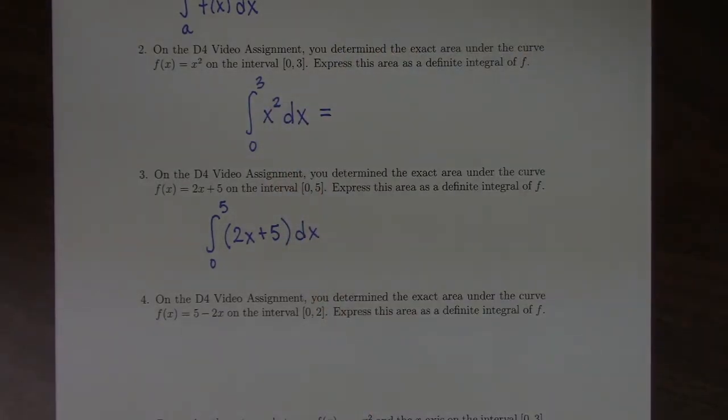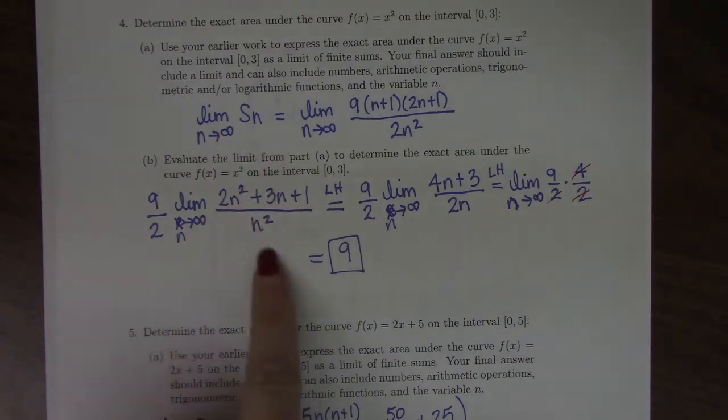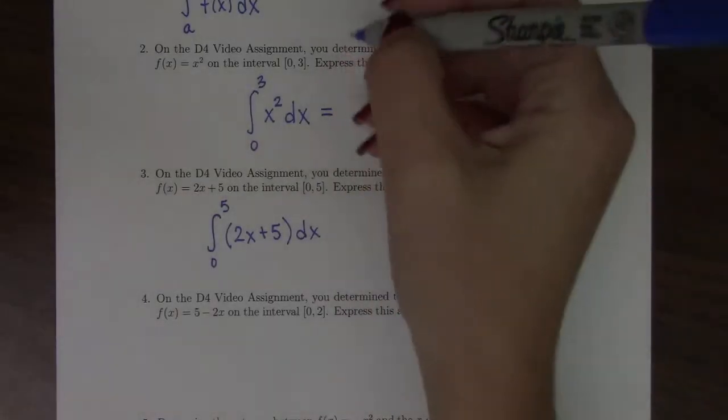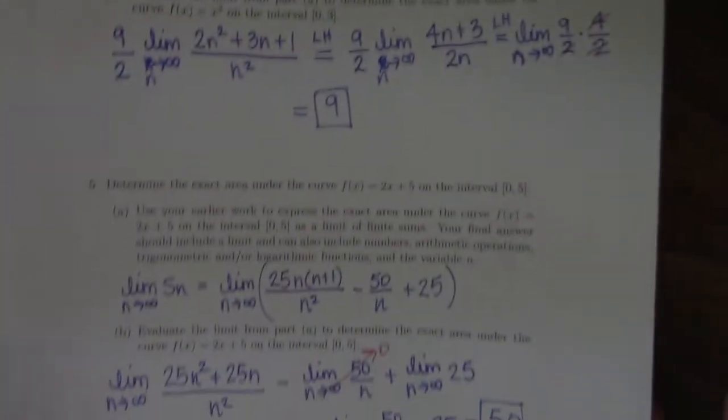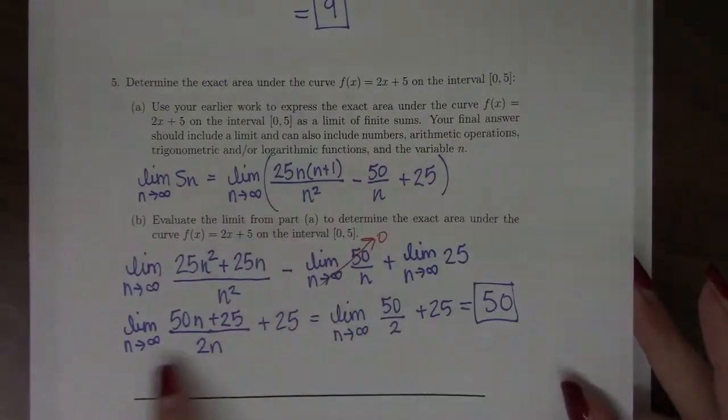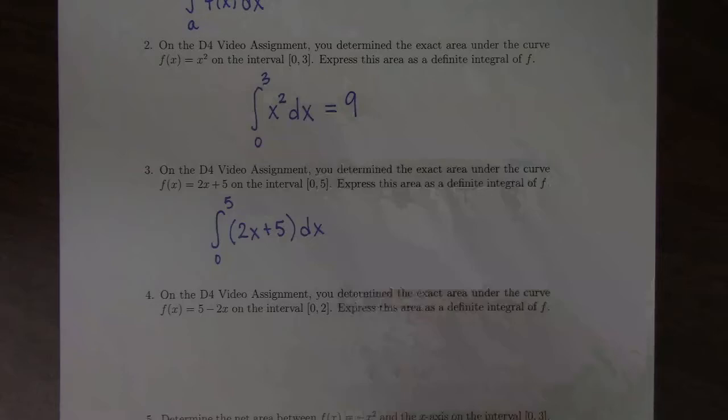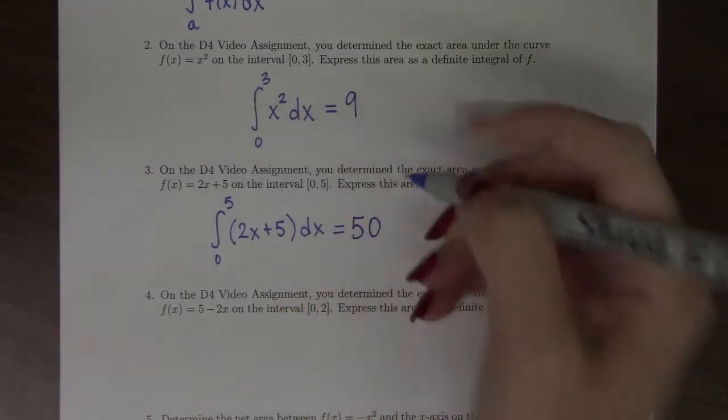I'm going to grab my D4 key real quick. Back in D4, when we took the limit of this function, when we did x squared, we saw that we actually got 9. So we can go ahead and write that this will evaluate to 9. When we did the integral of 2x plus 5 from 0 to 5 and took the limit of the sum, we saw we got 50. So this integral will work out to be 50.